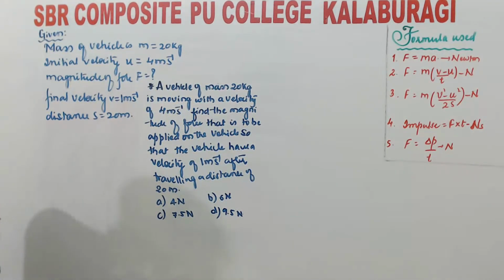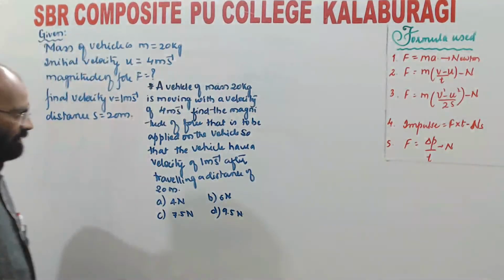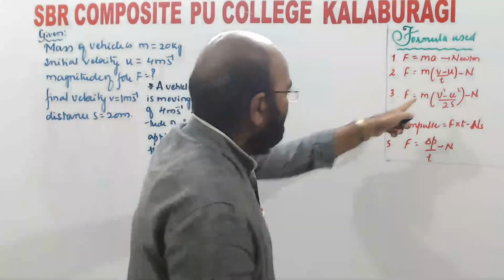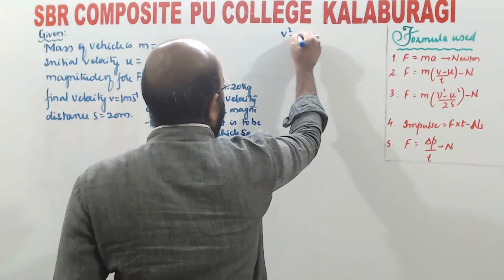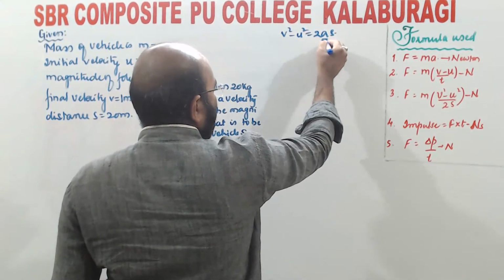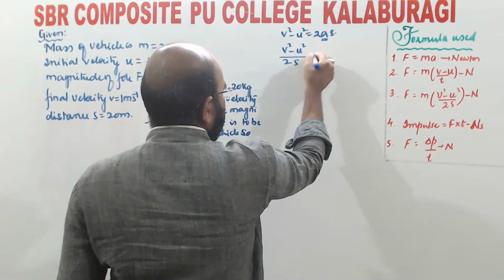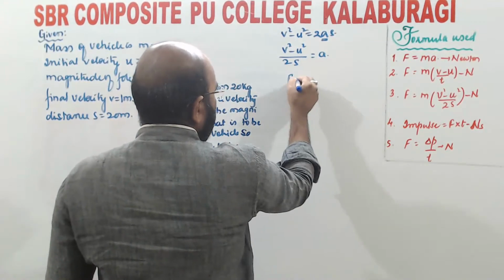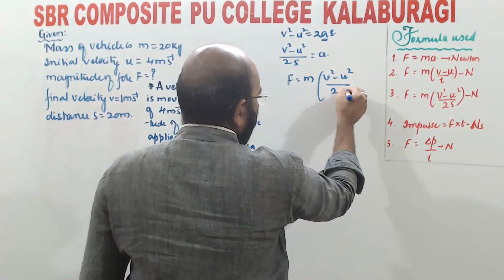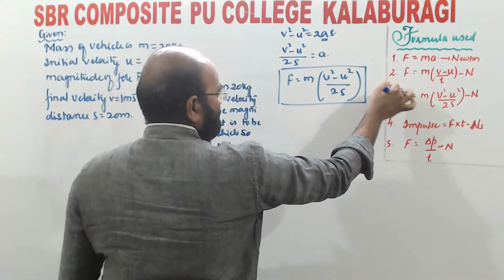Then which formula do we have to apply? Use formula number 3. This equation is obtained from v square minus u square is equal to 2as. We need to find acceleration. V square minus u square divided by 2s is equal to a. Then F is equal to mass into (v square minus u square) divided by 2s. This is the proof of that formula.